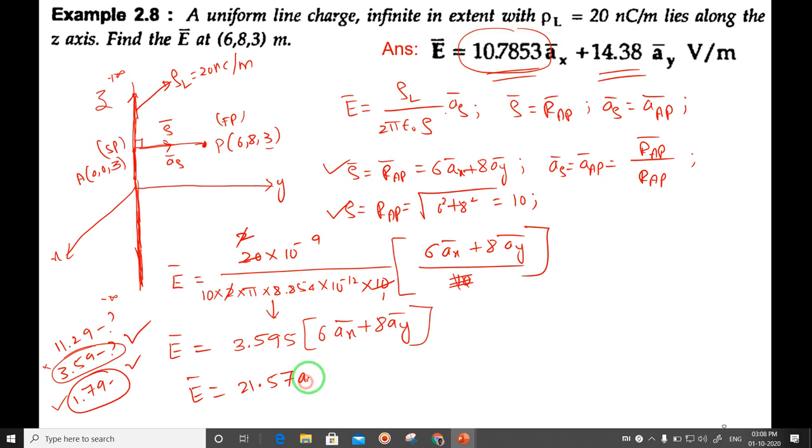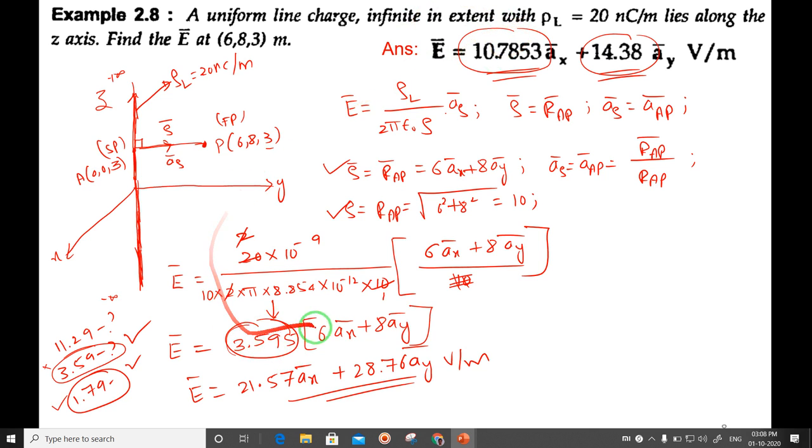21.57 AX plus 3.595 into 8, so 28.76, but here it is 14.38. 28.76 AY volt per meter. Somebody told 1.79, I don't know how they will get. If it is 1.79 into 6, I will get the textbook answer 10.74 something, right? Please check it.